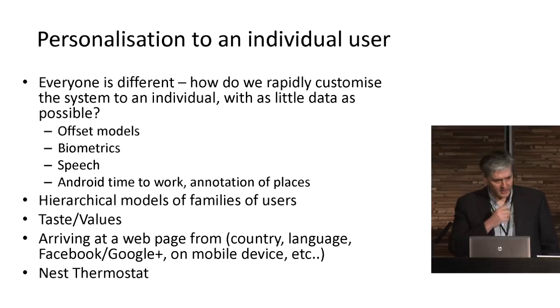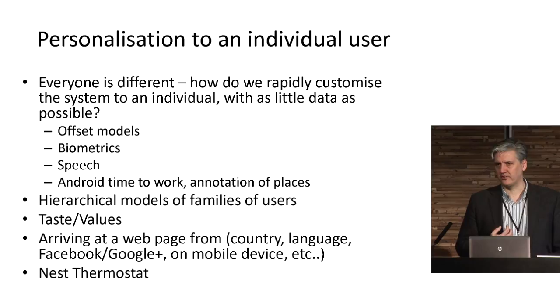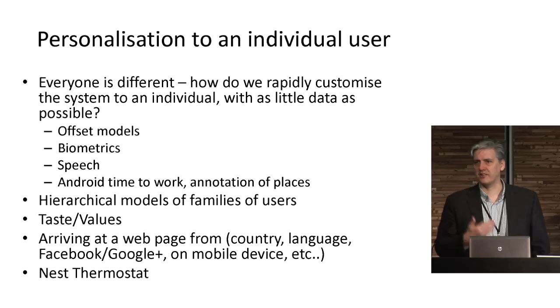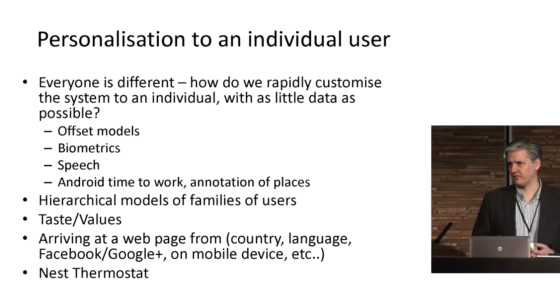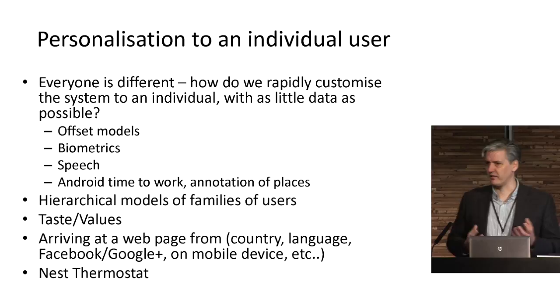And this personalization to an individual user is one of the hot topics in interactive systems. Everybody's different. We'd like to rapidly customize the system to a new user with as little data as possible. So you don't want to have to ask people lots of explicit questions. You'd like to be able to tell from their behavior, and that might be whether they came to your web page from Facebook instead of from Google+. That might tell you something about them, or whether they're on a mobile device, what sort of mobile device they're on. If they're on an iPhone or a Nokia N9, that tells you very different things about their likely personas.